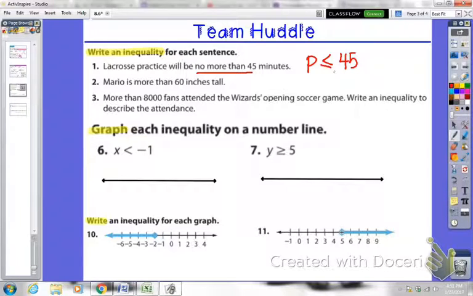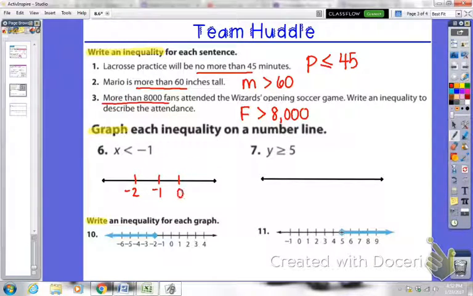Mario is more than 60 inches tall, so Mario has to be more than 60. More than 8,000 fans attended the opening soccer game, so we can say F for fans has to be bigger than 8,000. Two inequalities, we need to graph them. So I'm going to put my target number in the middle, one number to the left, one number to the right. So this is going to be an open circle above -1 pointing to the left.